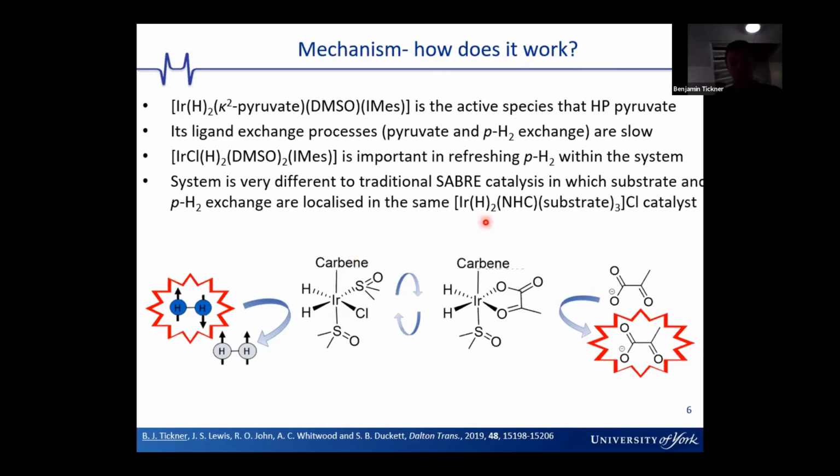So this is quite different to SABRE with pyridine type substrates, in which substrate exchange and para-hydrogen exchange is happening in the same catalyst. In this case, we think that pyruvate polarization and your hydrogen exchange are happening in 2 separate species. And this makes optimization of this process much more complex, and you also have to bear in mind that your active catalyst can exist as a much less active isomer.